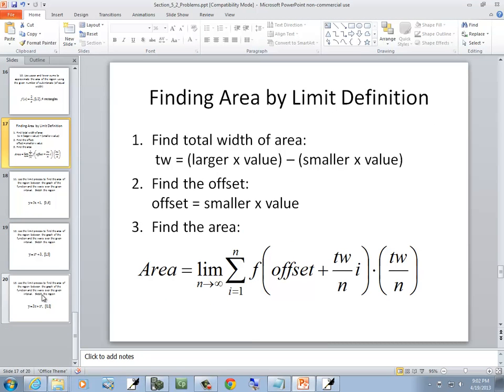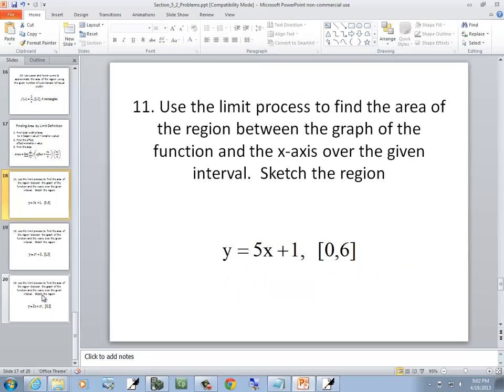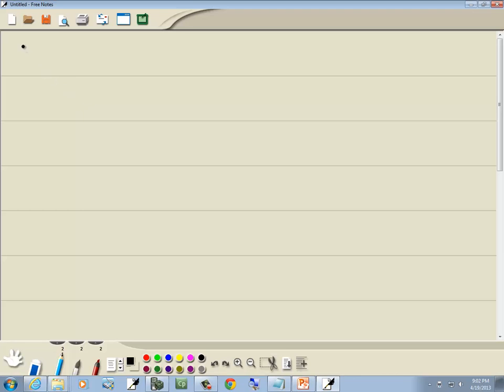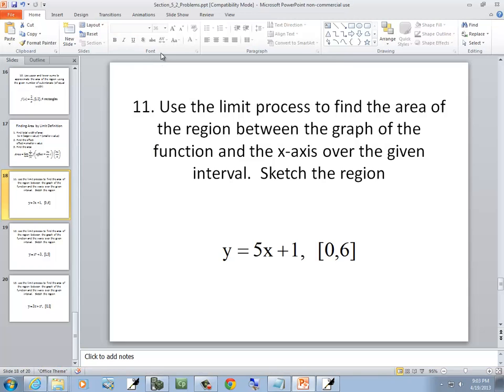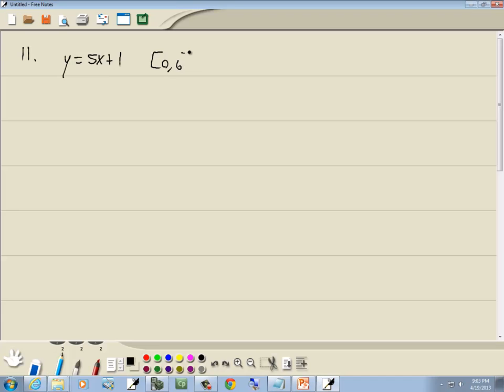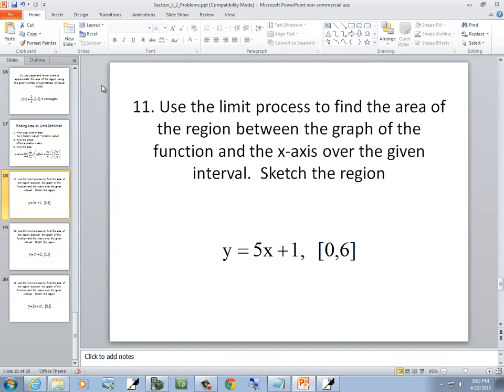Now this is how to find the area by the limit definition. And we're going to look at an example to show these steps. Just reading the steps doesn't mean a whole lot. So let's look at this one. Got y is equal to 5x plus 1 from 0 to 6. Now they say use the limit process to find the area of the region between the graph of the function and the x-axis on the given interval. It says sketch region. I'm going to use a calculator to kind of check myself to see if I came up with the right answer.